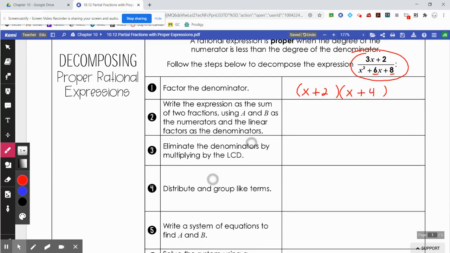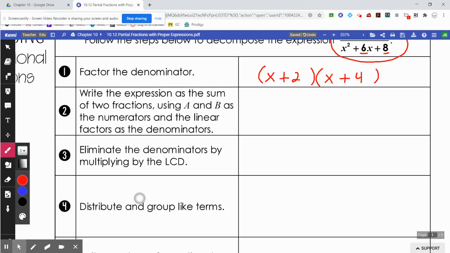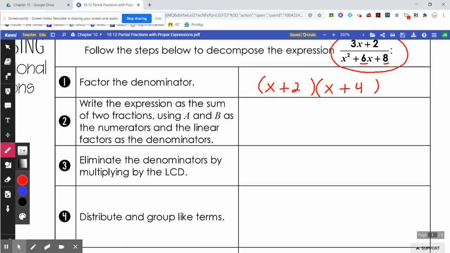Step number two, we're going to write the expression as the sum of two fractions using A and B as the numerators and the linear factors as the denominators. So we're going to take 3x plus 2, our original problem, 3x plus 2 over x squared plus 6x plus 8. And we're going to decompose that into something over x plus 2 plus something over x plus 4. So use A and B as the tops and then use these two factors as the bottoms.